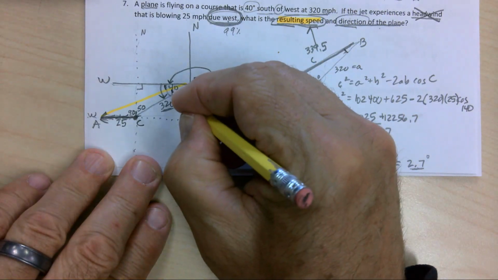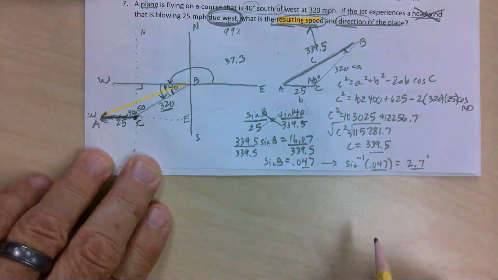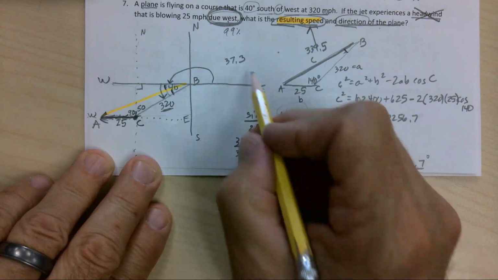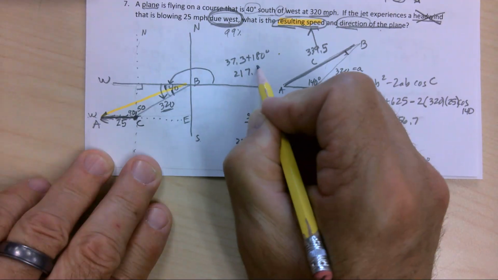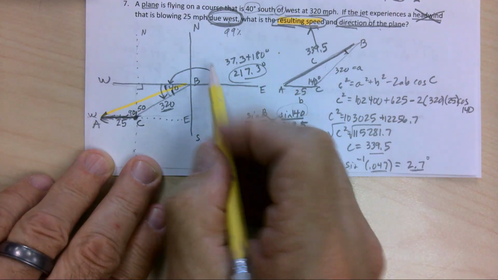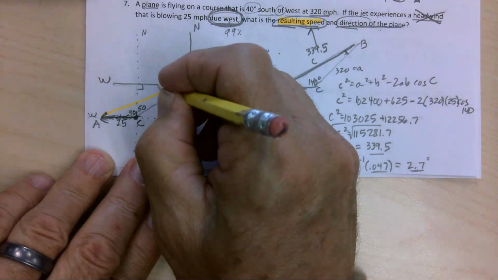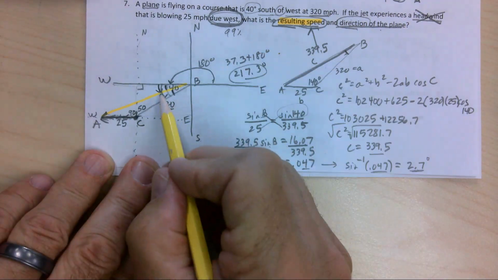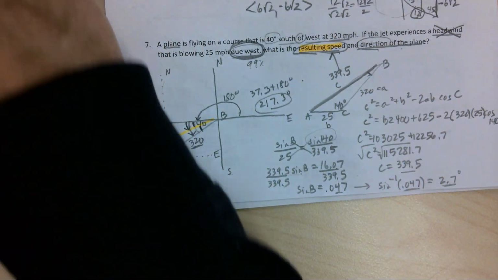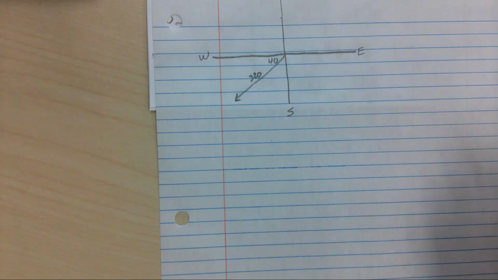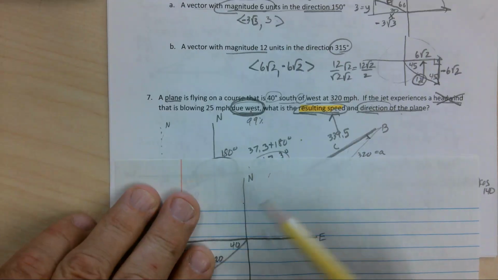So if I subtract that from 40, I'd get 37.3. Hopefully I got that right. I think I did. But then I've got to add that to 180, which would be 217.3 degrees. That's my 180. And then this would be my 37.3. And that found my direction of the plane. That is a doozy.